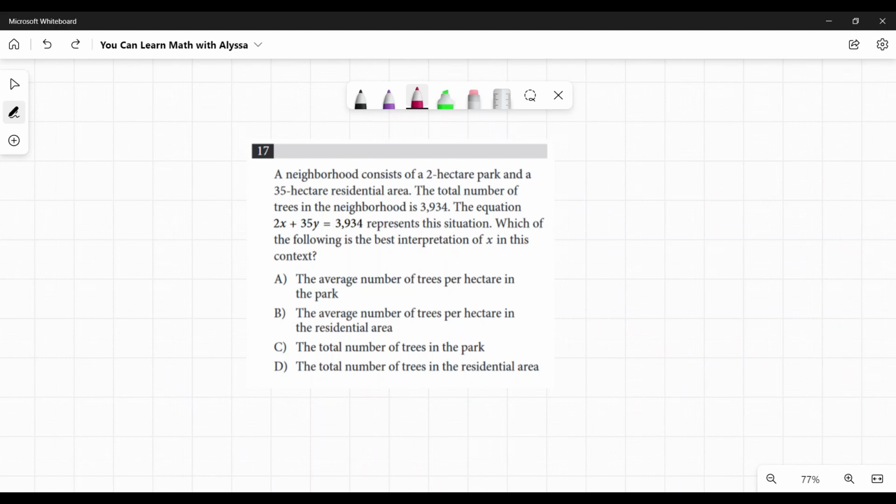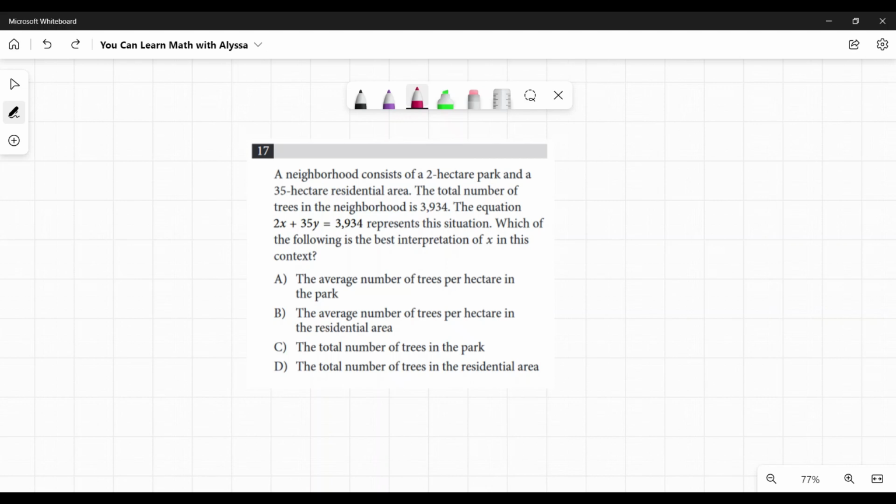Number 17. A neighborhood consists of a 2-hectare park and a 35-hectare residential area. The total number of trees in the neighborhood is 3,934. The equation 2x plus 35y equals 3,934 represents a situation. Which of the following is the best interpretation of x in this context?